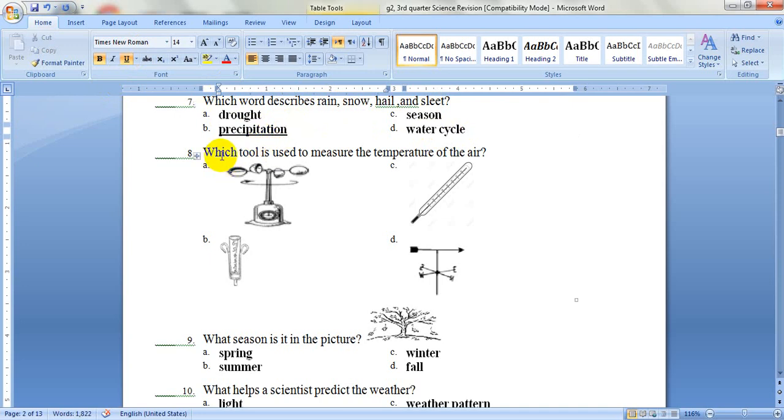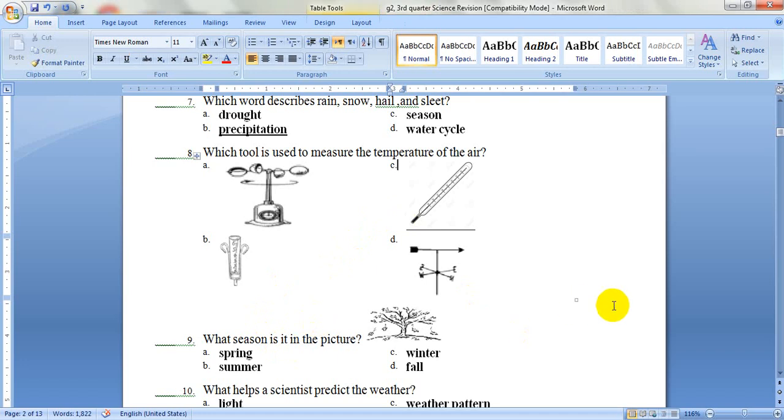Question number 8. Which tool is used to measure the temperature of the air? What do we use to measure how hot or cold something is? Is it an anemometer, rain gauge, thermometer, or weather vane? Of course, we use a thermometer to measure temperature.